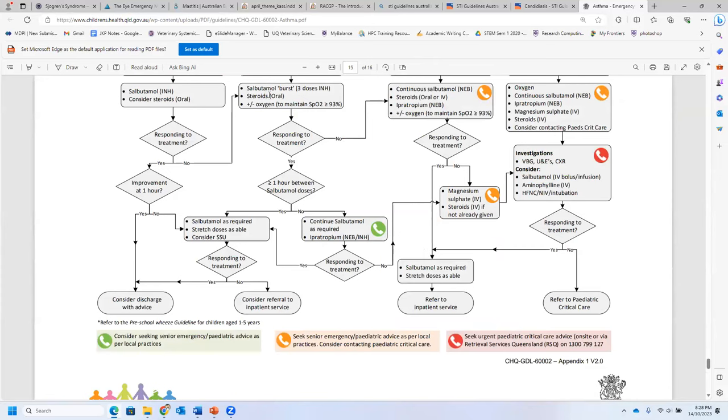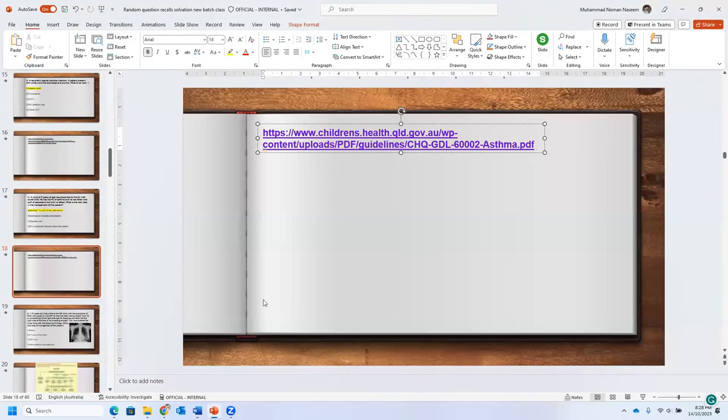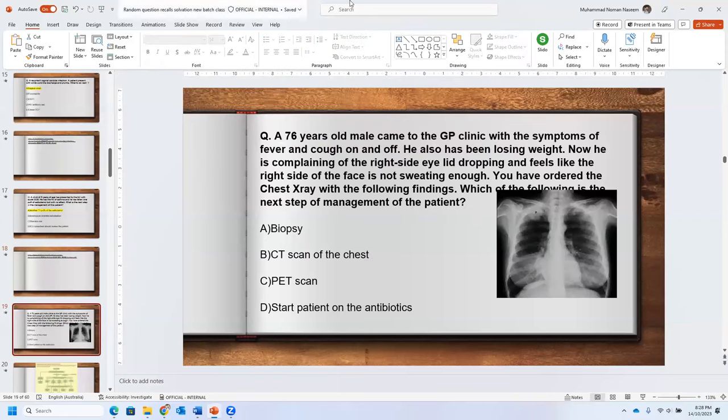Salbutamol burst, metered dose device, three doses. For adults, it's 12 puffs. And for children above 6, 12. Less than 6, it's six puffs. All good, guys? Three doses of six puffs, three doses of 12 puffs in 20 minutes. So what we do is six puffs, six breaths, repeat six, six, six, in 20 minutes' time.